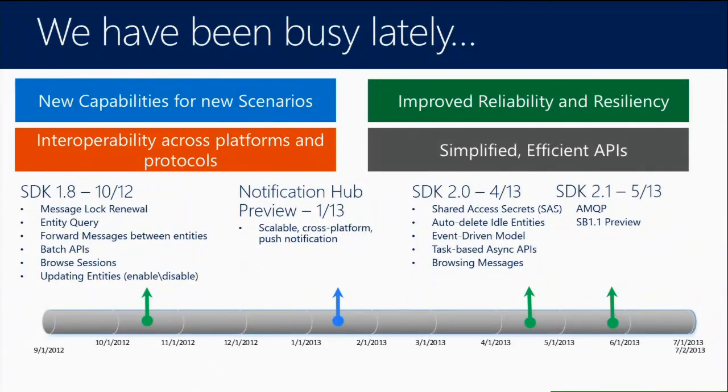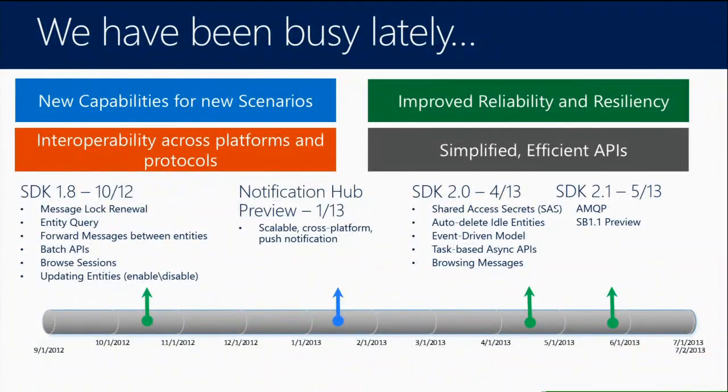Then with the SDK 2.0 that came out in April, we have SAS. I'm going to show that. Auto-delete idle entities. I'm not going to show that one. What that does is, as you create a queue or a topic or a subscription, you can now set an optional idle timeout. So if you want a subscription for something that may go away, a web session, or a mobile device which is connecting to your entity, you can set a timeout, and if we don't see activity, receives or sends, on that entity for that defined time, the entity just goes away. So it auto-deletes itself if it becomes inactive.